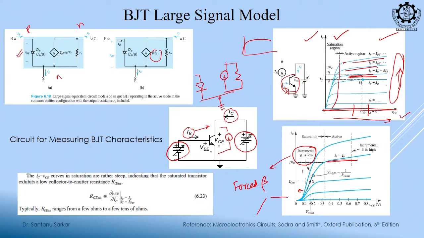So, ideally this is very high, but in this region you have a slope of 1 by RC saturation. This is a transconductance slope, del Ic by del Vc. If you invert it, you will get the resistance at the saturation region, and this resistance is also very small. You see the slope at this saturation region provides a small saturation resistance.